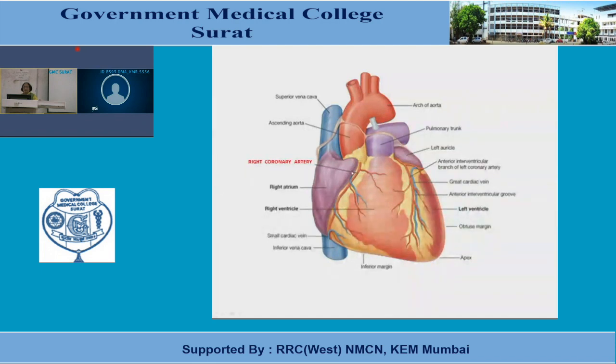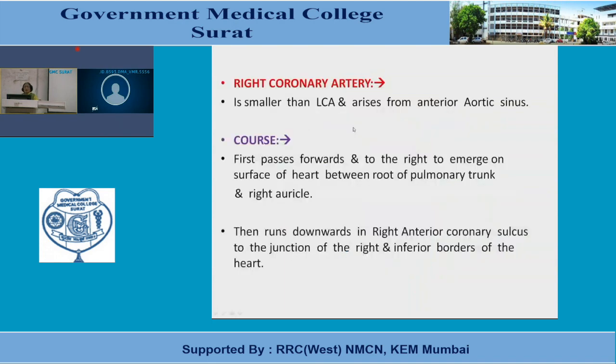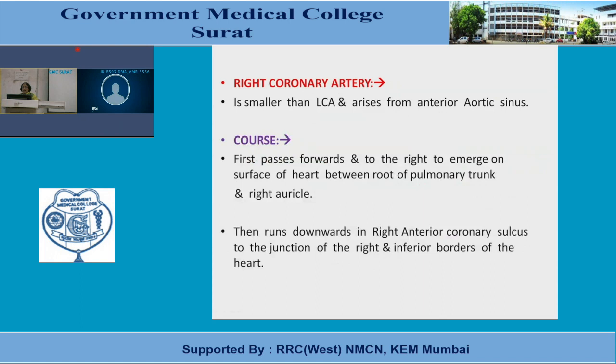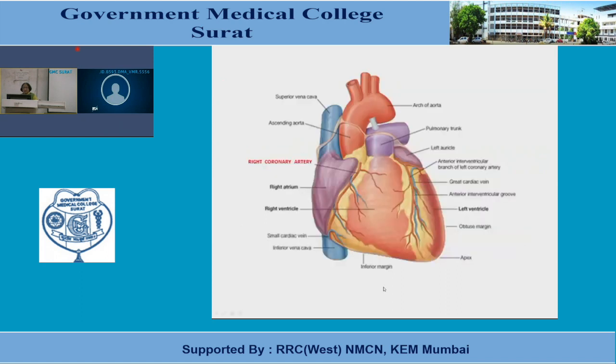So you can see the right coronary artery. Now it is small, of course. It first passes forward and to the right to emerge on the surface of the heart between the pulmonary trunk and right auricle. This is the pulmonary trunk and here is the right auricle. Between these two it emerges to the right side. Then it runs downwards in the right anterior coronary sulcus to the junction of the right and inferior border of the heart. We can see here the junction, the inferior border of the heart.